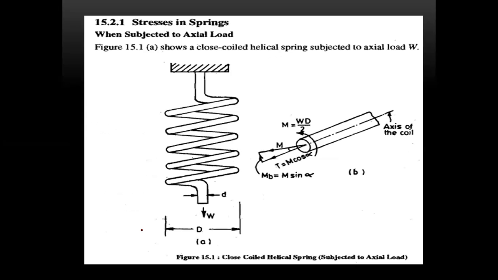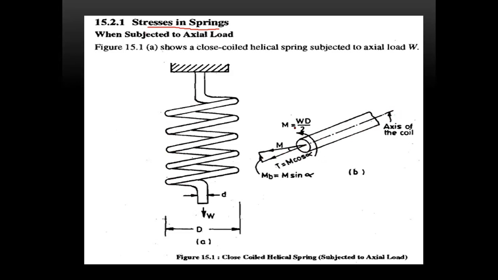When subjected to axial load and when subjected to axial couple, you have two types of springs. See, when they are subjected to the axial load, what happens? If this is a closed coil spring, this is the diameter of the spring, this is the diameter of the rod, this is the outside diameter. Now see the section of the spring, the axis of the coil.